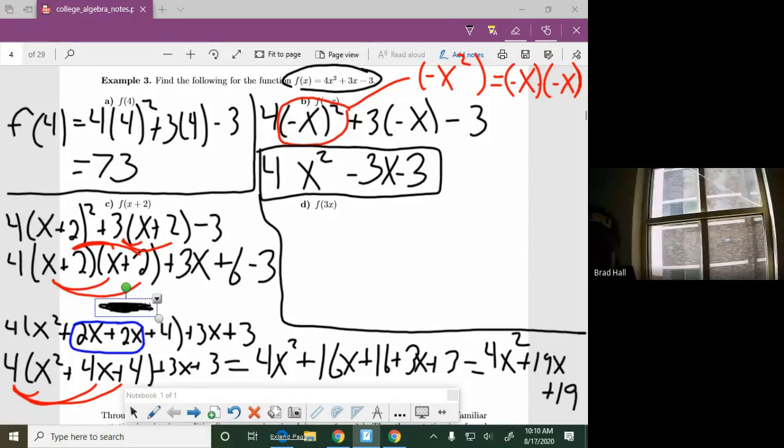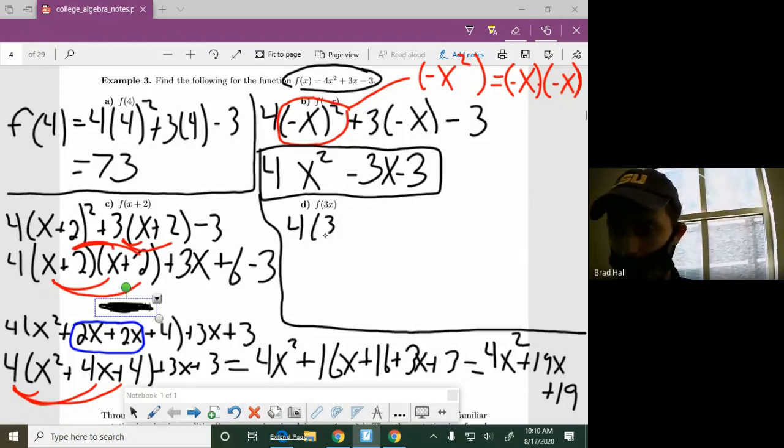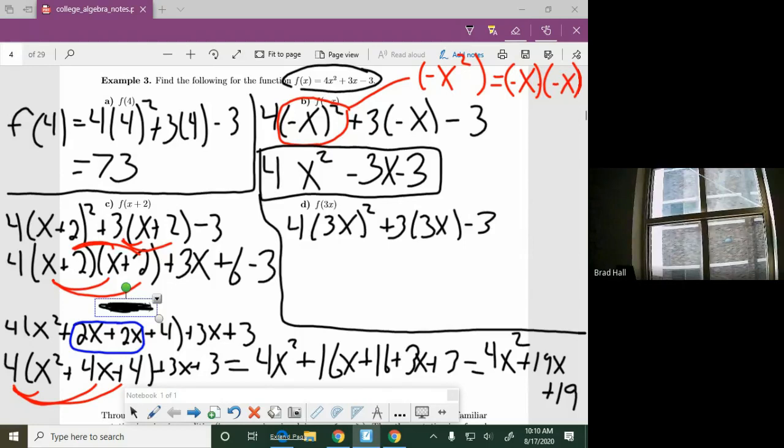So we'll move on to part D, which is the same idea. We're going to plug in 3x for every x in the function. So this will be 4 times 3x squared plus 3 times 3x minus 3. So that's the substitution aspect. 3x is substituted for every x.